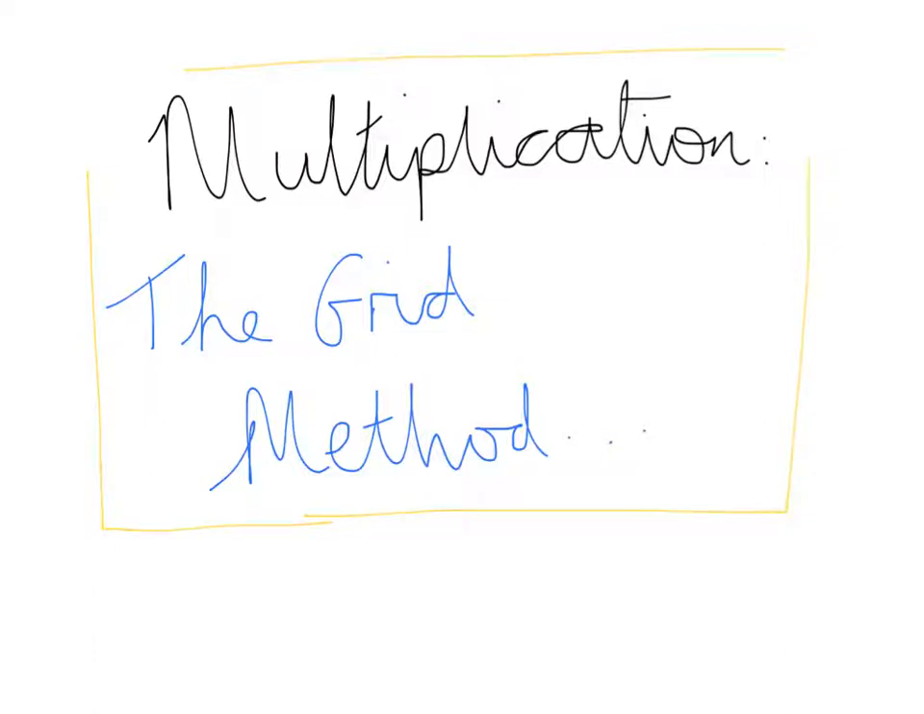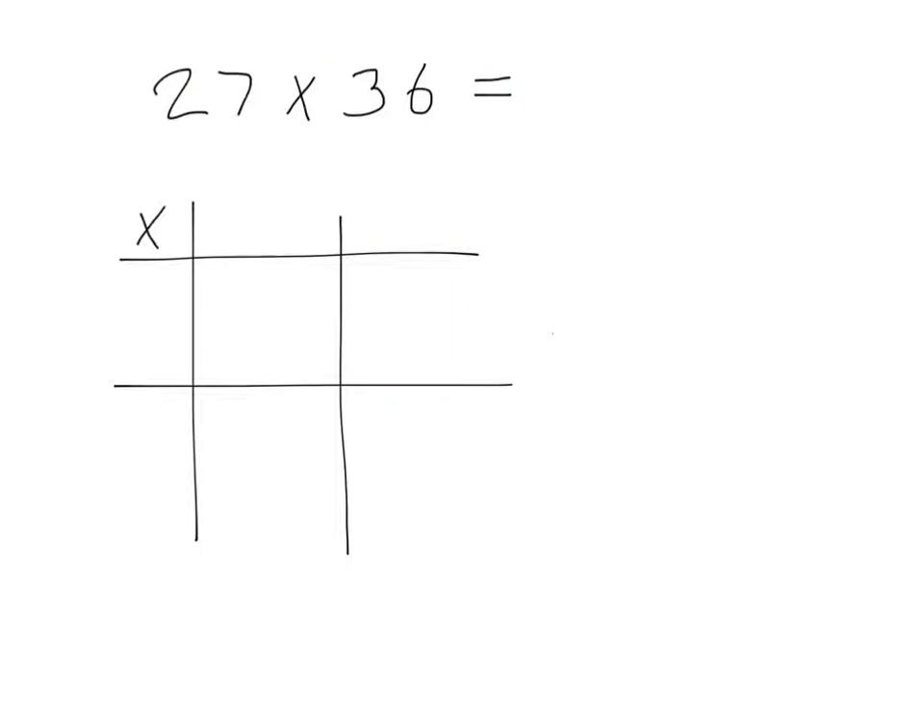Hello and welcome to this tutorial that will demonstrate how to use the grid method for multiplication. You need to be able to know your times tables and how to manipulate them by multiplying them by 10 and 100, but if you've got both of those techniques down, let's go. The grid method is really useful for multiplying two-digit numbers together.